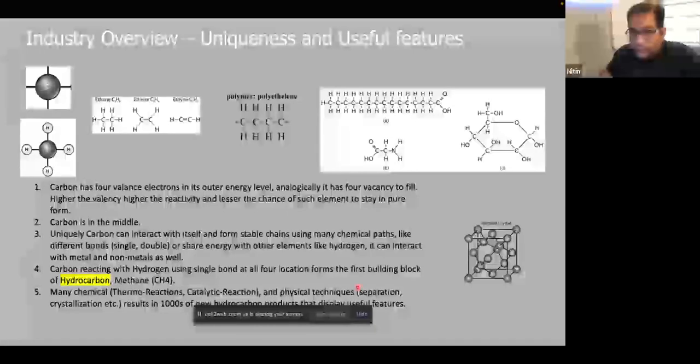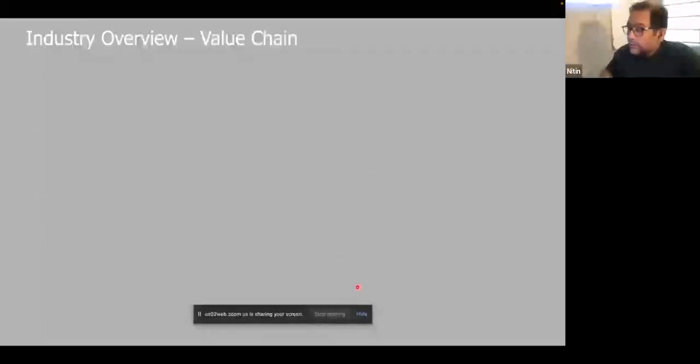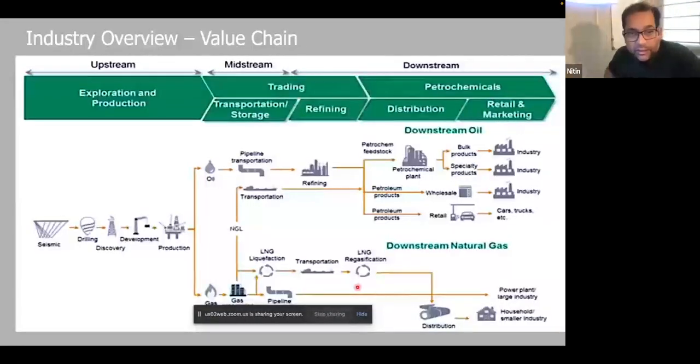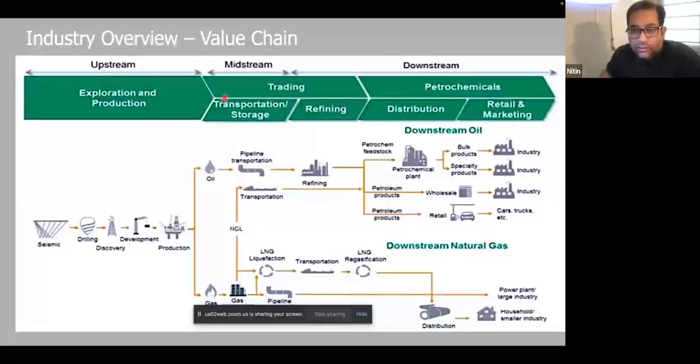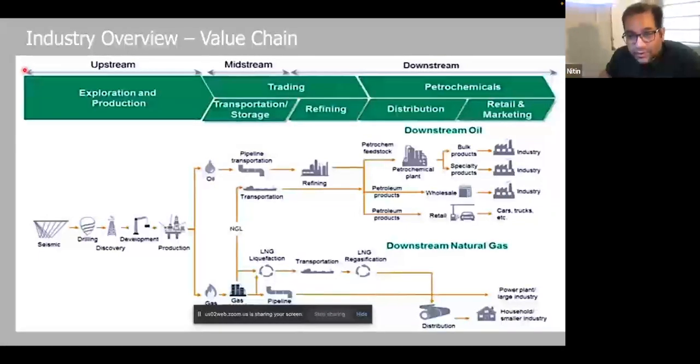Okay. Now, since we know what carbon and crude oil are, and that they are very specific in their structure, and based on that structure there is a lot of value in it, we need to understand the value chain for crude oil, from the time it comes out to the time it becomes a product. When you search for the oil and gas value chain on Google, you will get thousands of images, some similar to this. I took this from a website.